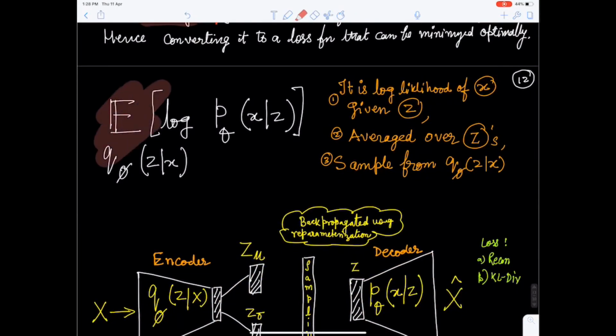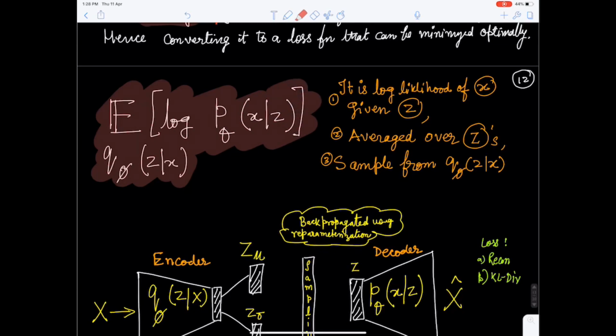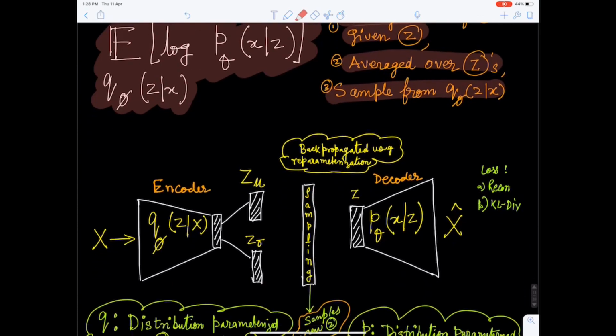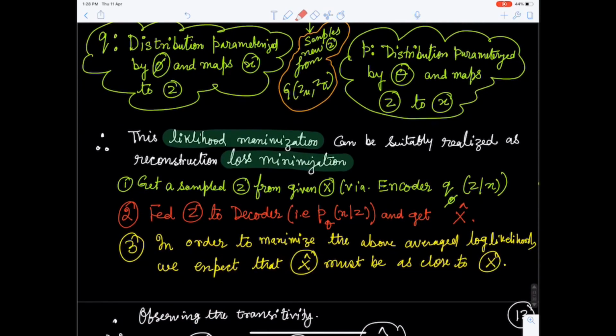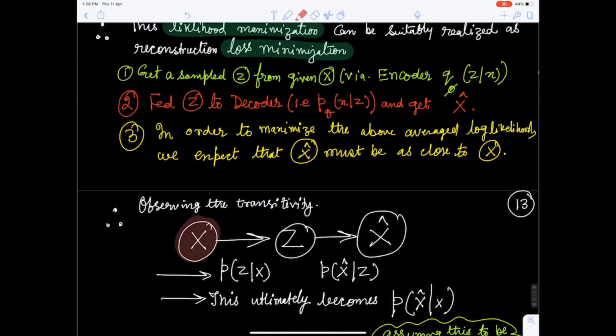Now let us see what this is. We just talked about that this is the log likelihood averaged over Q phi Z given X. So that is the likelihood of X given Z, averaged over Z sampled from this. So we understand that you have got an X, and from that we are going to get this X hat. Let us see it this way: I have got an X, from that I have generated a Z, and from that I have generated an X hat. So here it is probability of Z given X, here it is probability of X hat given Z. You want this X hat given Z to be as close as possible to the probability of X given Z.